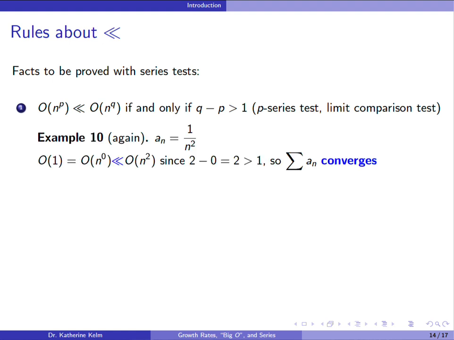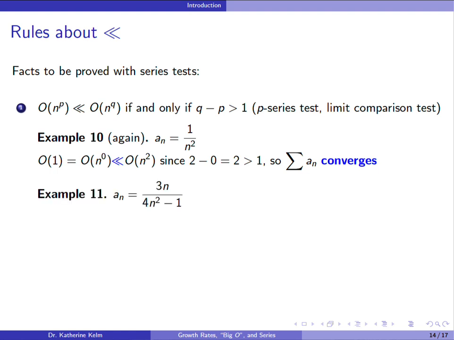But let's look at an example. This is example 10 again. a_n equals 1 over n squared. So big O of 1 is big O of n to the 0, because n to the 0 is 1. And according to our rule, this is sufficiently less than big O of n squared, since 2 minus 0 is 2, which is strictly larger than 1. So the series a_n converges.